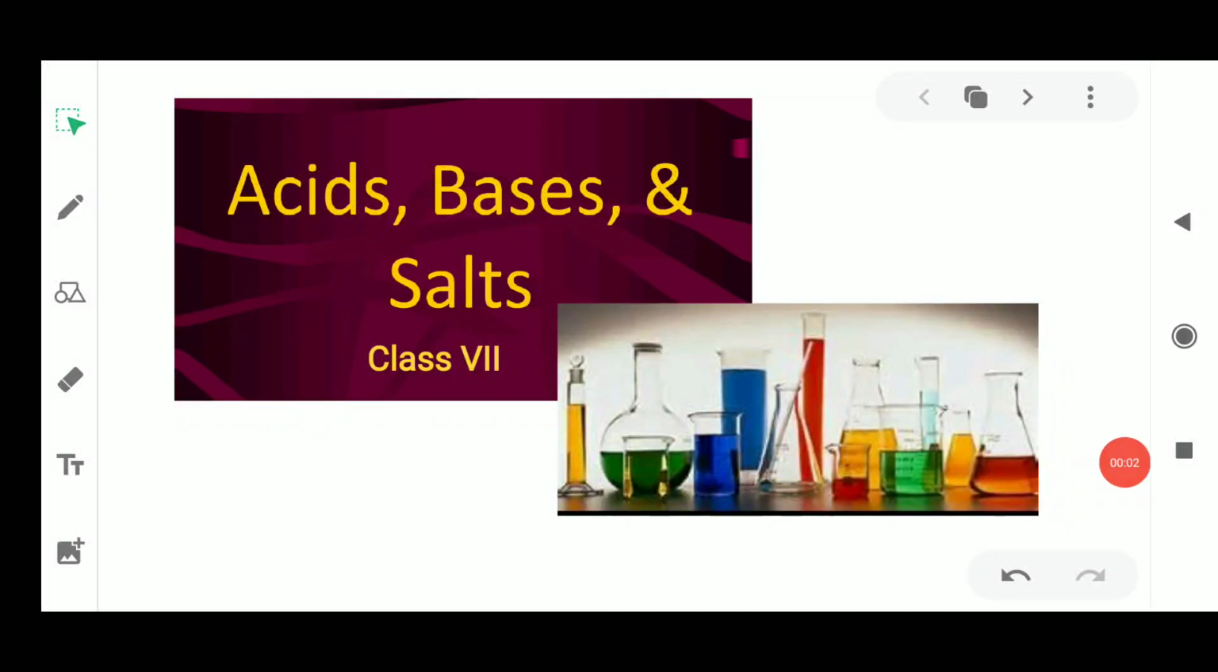Hello students, I'm here with another video from a new chapter of class 7 science from your NCERT book. The name of this chapter is Acids, Bases and Salts.